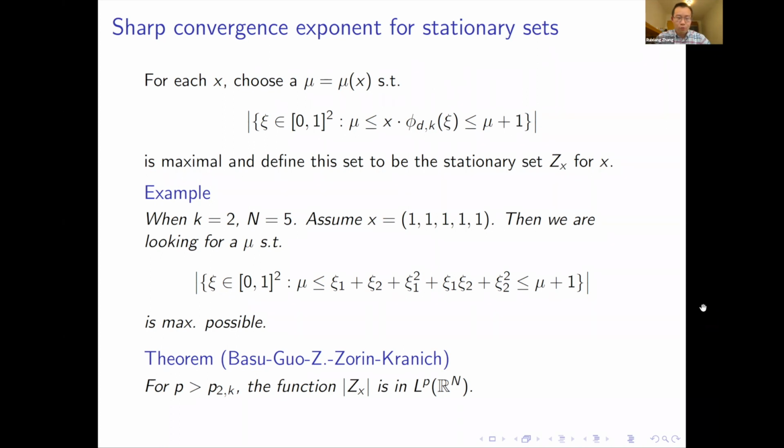And we also prove the sharp convergence exponent for the measure of stationary sets, as shown on the bottom. For p bigger than the same exponent, this function that I take the measure of Z of x is in L^p of R^N. I think this is a result I want us to digest well before I move on. So, any questions on these two results?